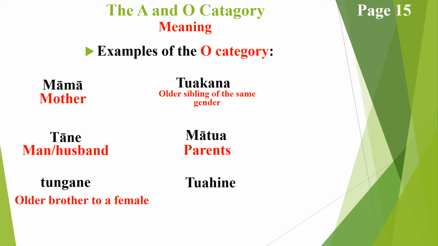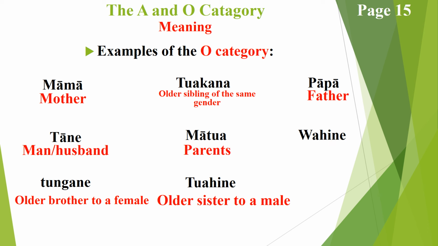So, tuahine. Once again, we're looking at tuahine, which can mean both, but in this context, because it's in the O category, it can only mean one thing: older sister to a male. That's the only thing it can mean if it's in the O category. Okay, moving on. We're looking at pāpa. Pāpa, which means father, has always been put into the O category.